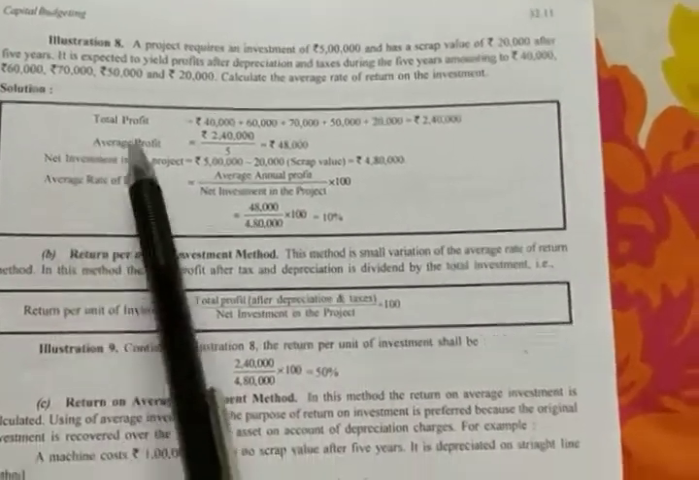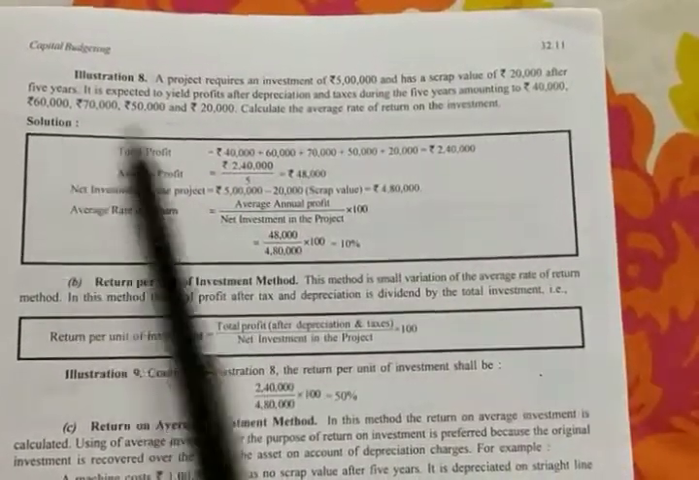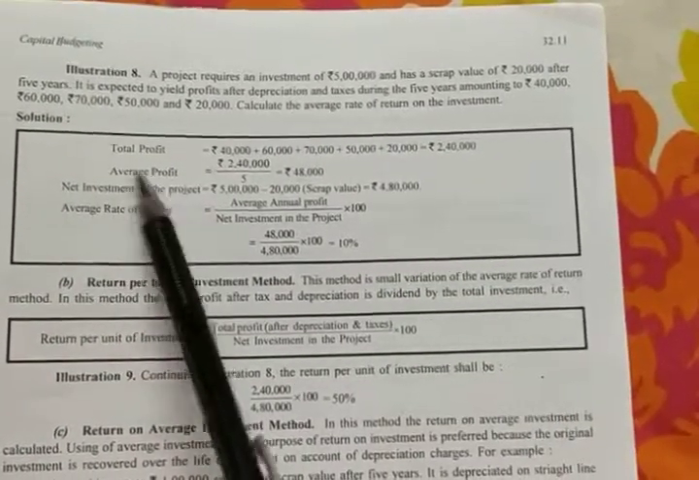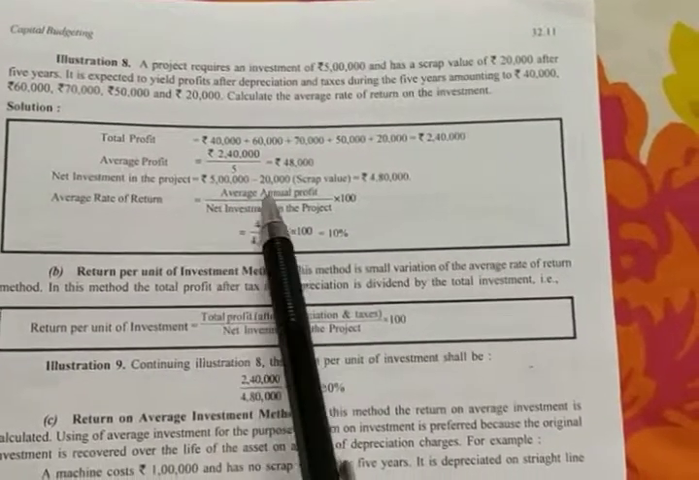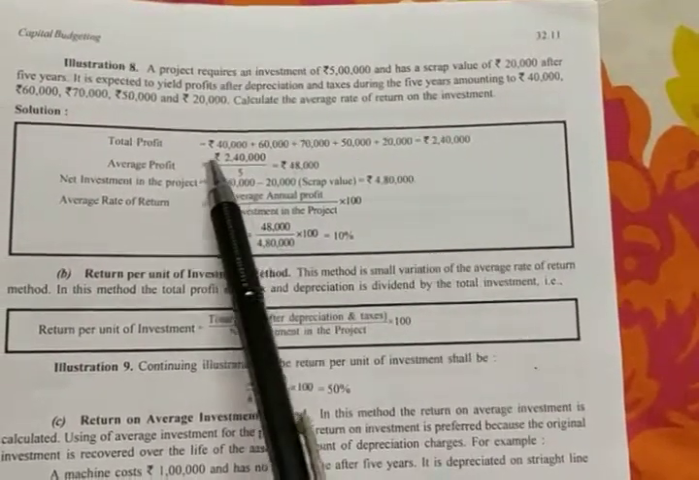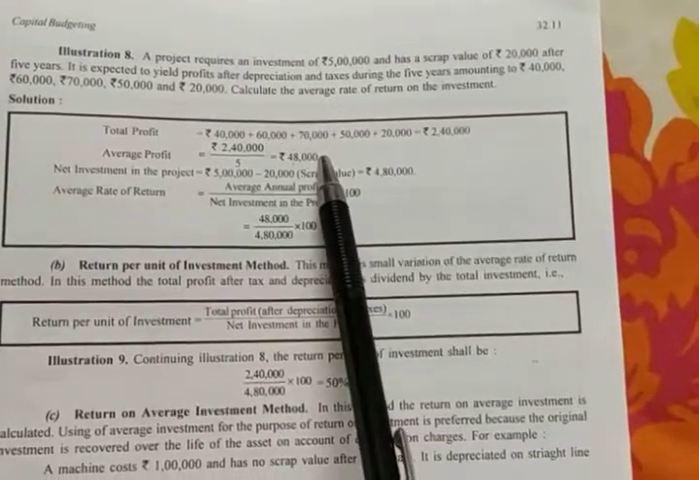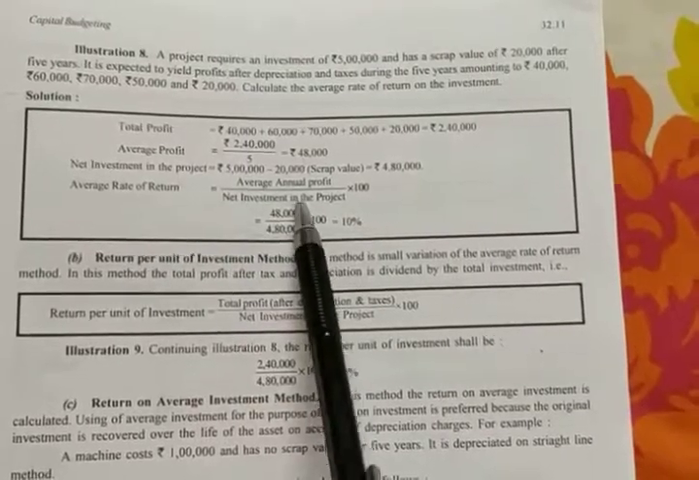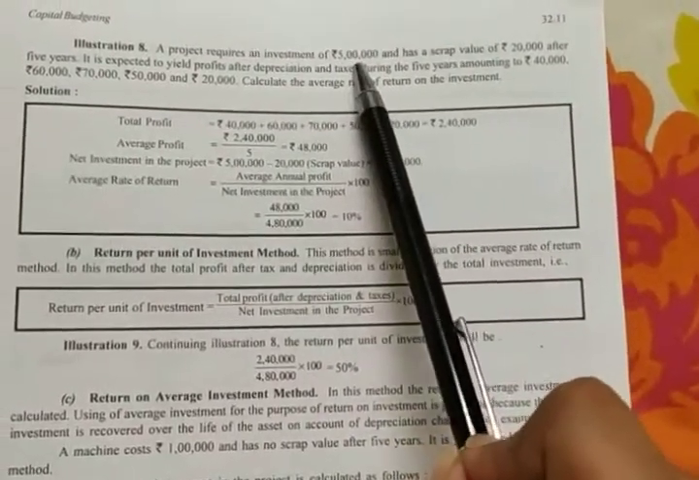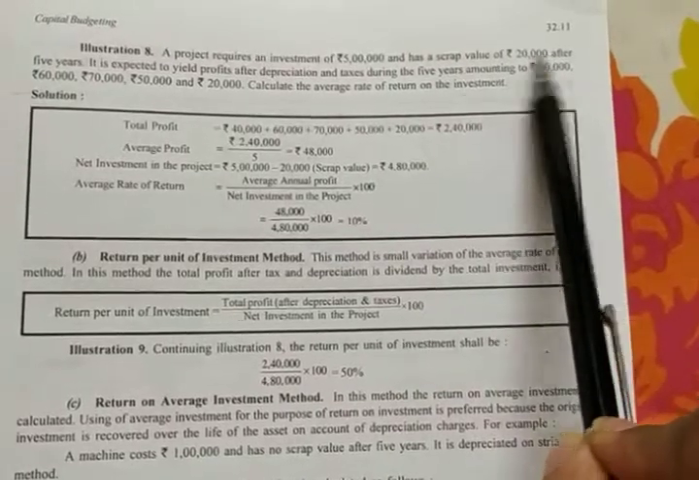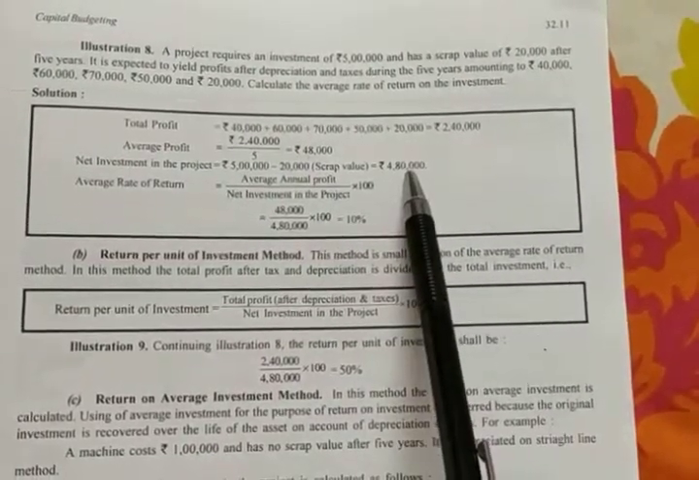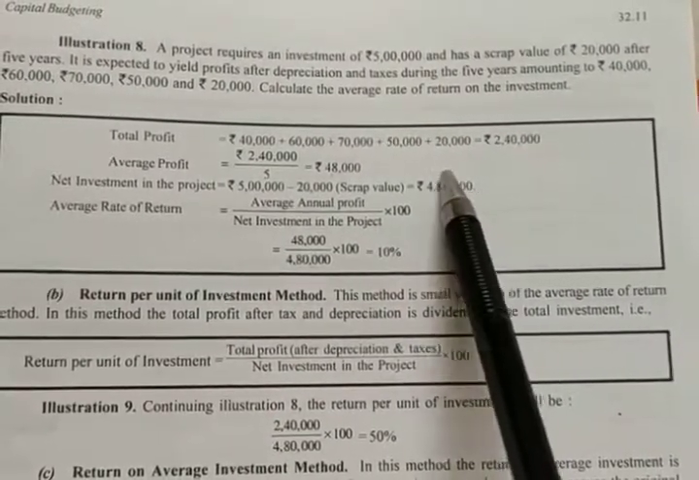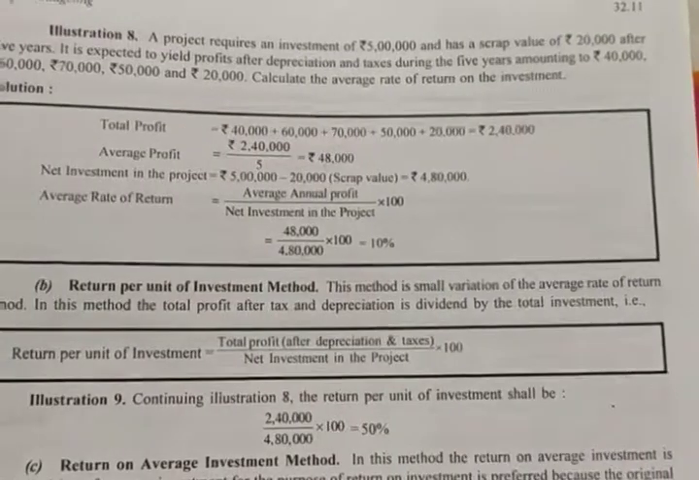Solution. For total profit, we need to add all these figures, so we will get 2,40,000. After that we need to find the average profit, because the formula uses average annual profit. That is why 2,40,000 divided by 5, we will get 48. After that we need to find the net investment in the project. The total investment is 5 lakh and there is a scrap value of 20. So 5 lakh minus 20, you will get 4,80,000. After subtracting, we get the net investment in the project.